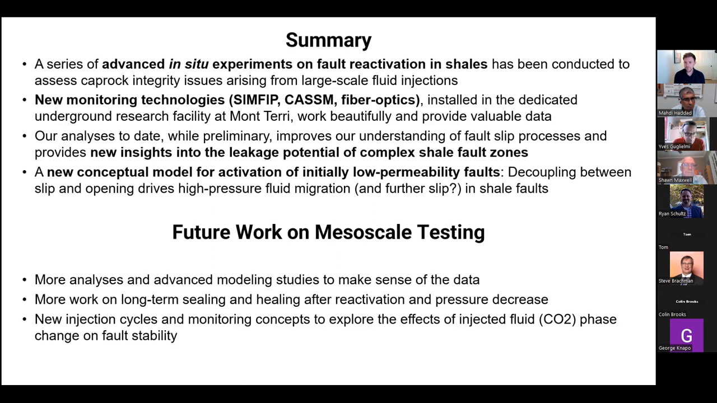But more work to show, hopefully in 2 or 3 years, we would be able to talk about long-term sealing, because after this activation, for example the last one, we have set everything in a very long-term monitoring. We want to see if that fault is going to seal, and to see also for how long after an activation we can still detect something with the given techniques that we have deployed to monitor the fault activation.